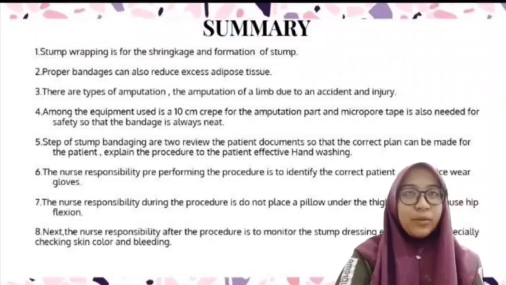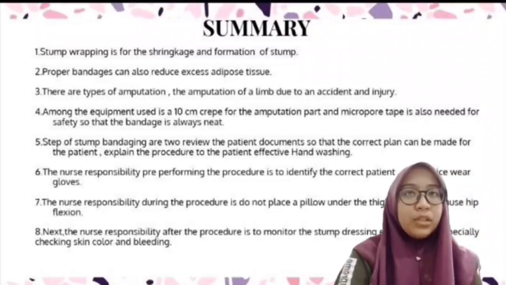Today I am going to present about summary of stump bandaging. Number 1, stump wrapping is for the shrinkage and formation of the stump. Number 2, proper bandaging can also reduce excess adipose tissue. Number 3, there are types of amputation. The amputation of a limb due to an accident and injury.